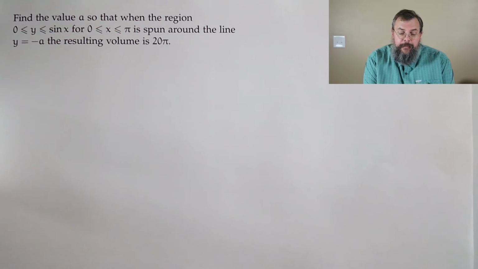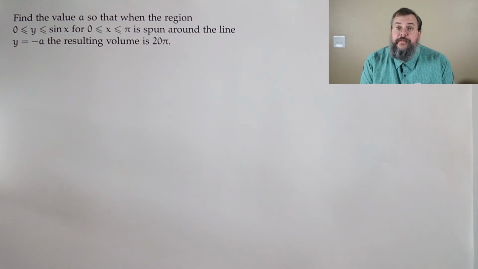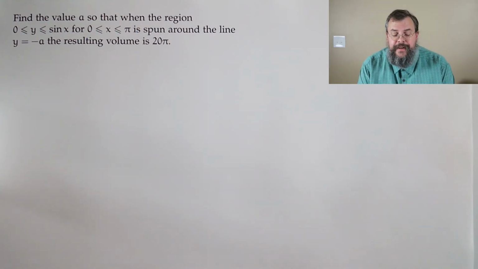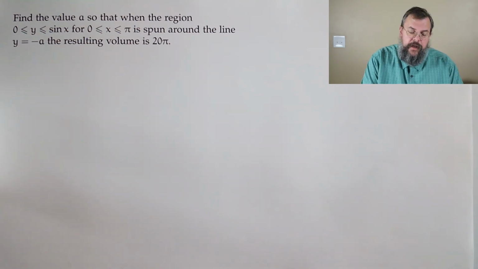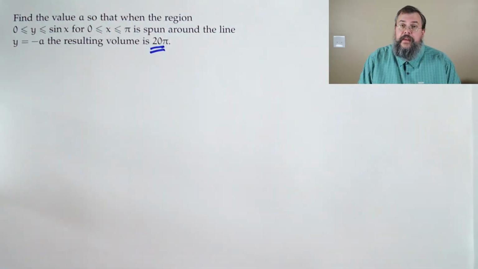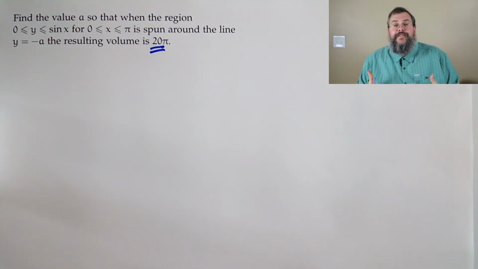Find the value a so that when the region from 0 up to sine x, x going from 0 to pi, is spun around the line y equals negative a, the resulting volume is 20 pi. Well, this is kind of a little different. What's different here? Well, what's different is we have the volume. The volume has been handed to us. It's like here is the volume. What we don't know is information about how we got the volume.